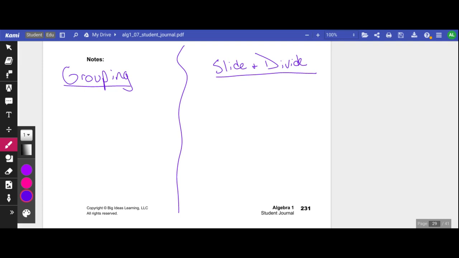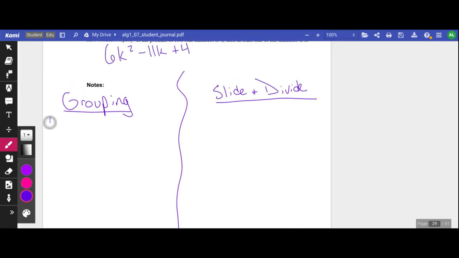Okay, so with grouping, you start with your original, 6k squared minus 11k and then plus 4. So I can make my little X, my little graphic organizer, but instead of just using C at the top, you want to use A times C. I'm not thinking of my factors of 4. I'm thinking of my factors of A times C, so 6 times 4. I'm thinking of my factors of 24 that add up to negative 11.